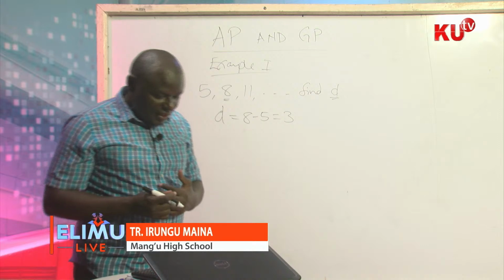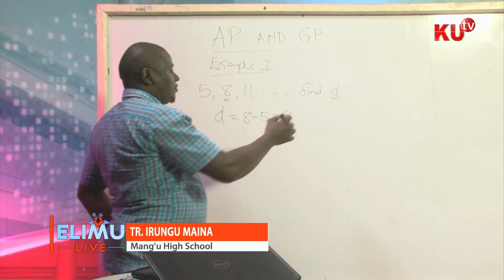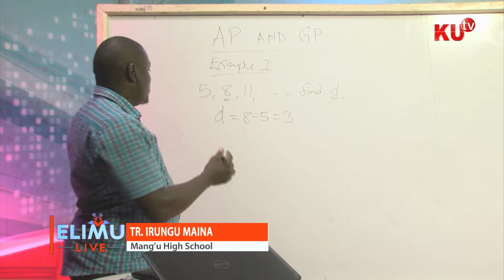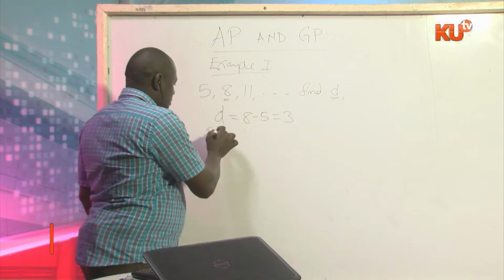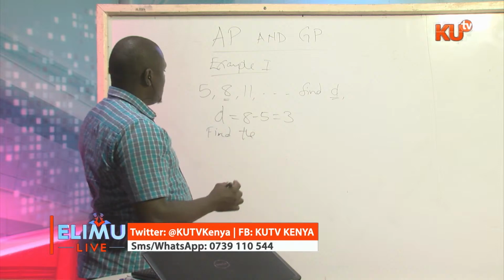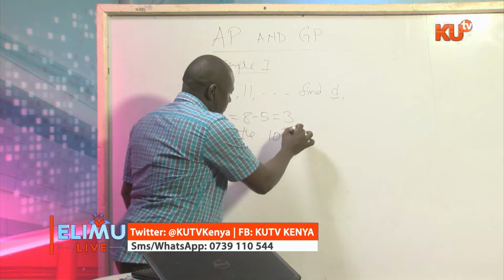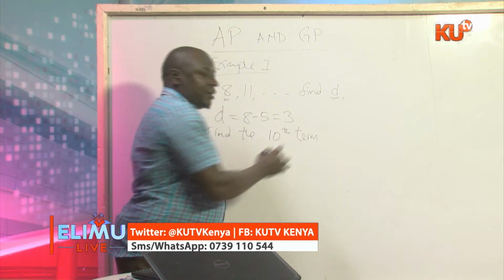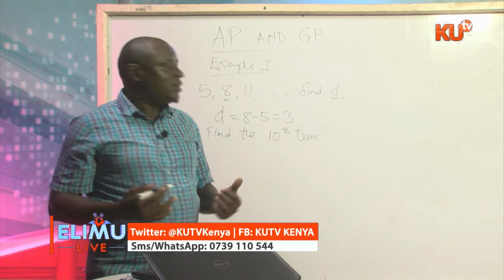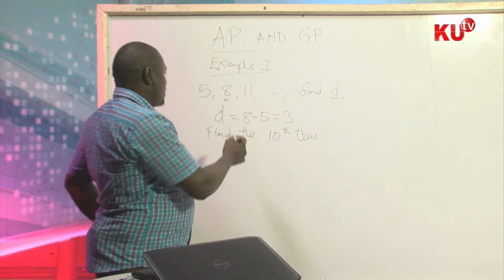The other thing that I want us in this question, they have told us to find d. I also want to add another part to that question. I want us to find the 10th term. That's a general term. If this pattern continues, what will be the 10th value? How do we get that?